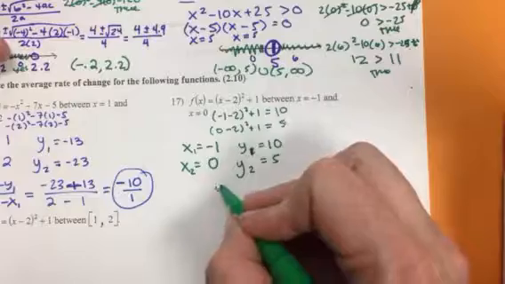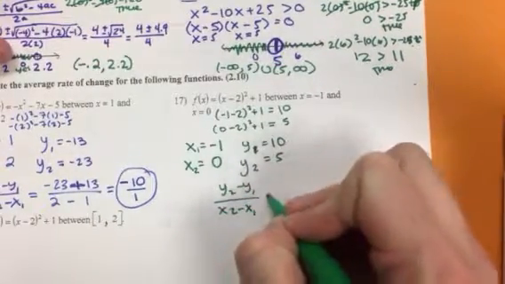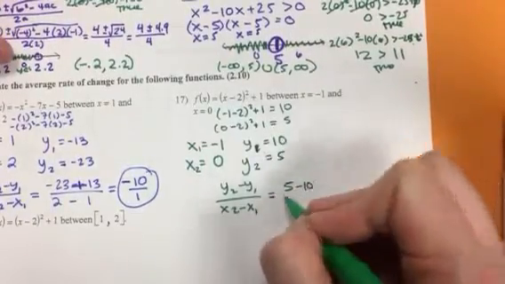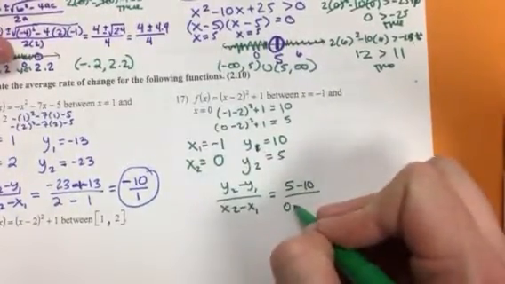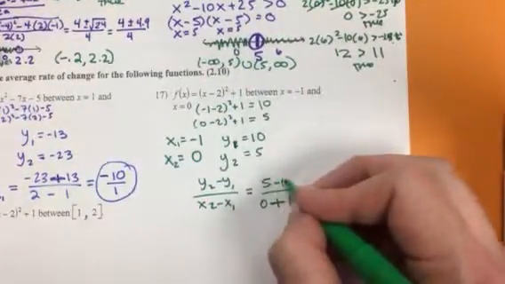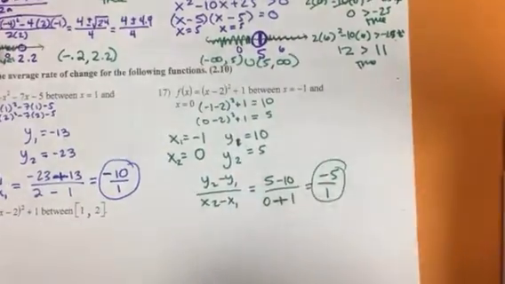There we go. y2 minus y1 over x2 minus x1 is equal to 5 minus 10 over 0 minus negative 1, which makes it a positive. 5 minus 10 is negative 5 over 1.